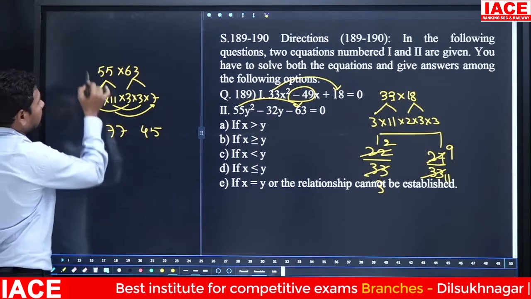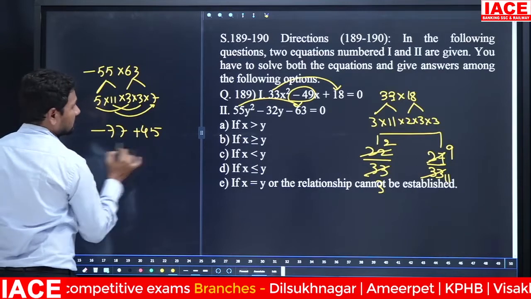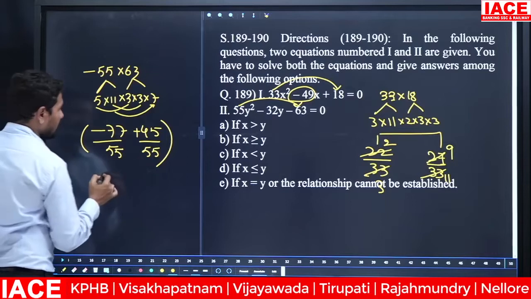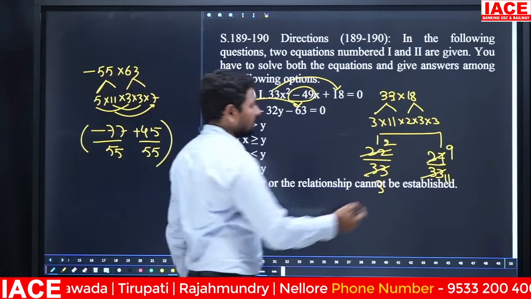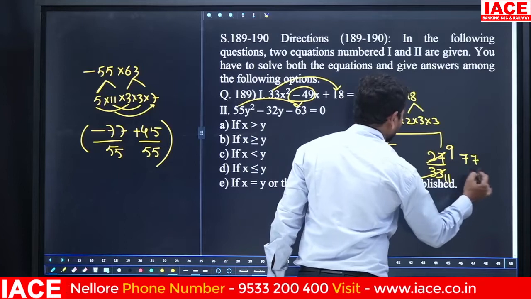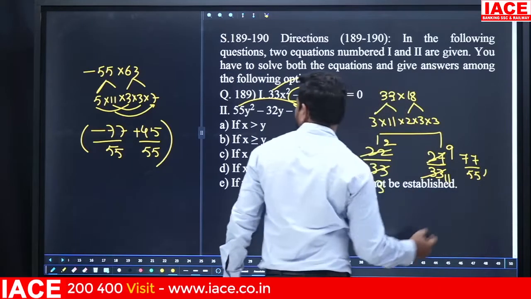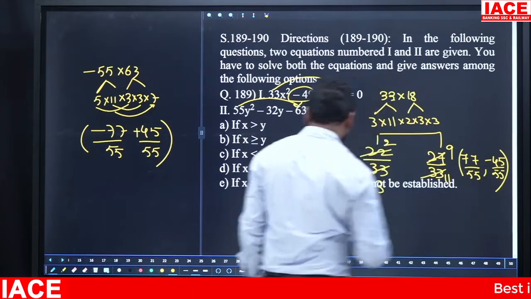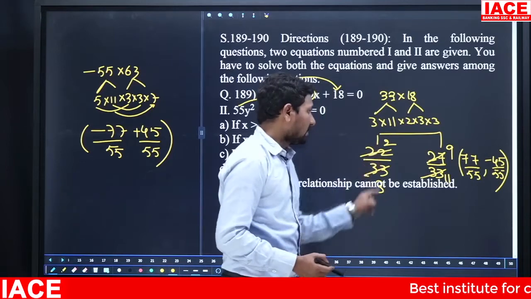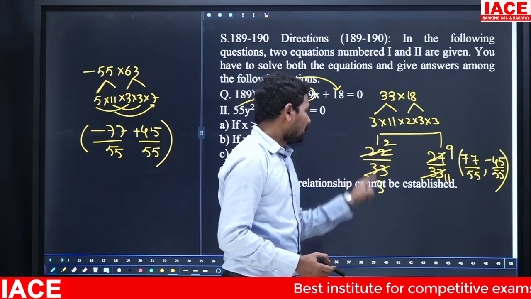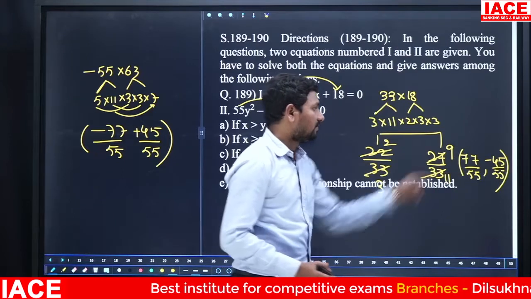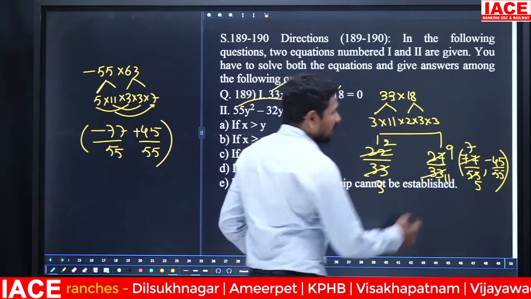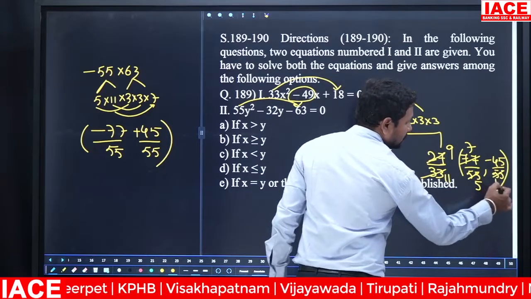Exactly, we are getting it, and we need minus. Here is also minus and here is plus, and divide with 55. Then the factors are plus 77 by 55, comma minus 45 by 55. Now comparing the factors, I simplify: it's 11 sevens and 5 nines, so 7 by 5 and 9 by 11.